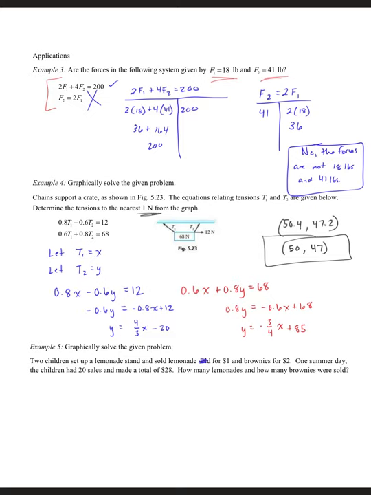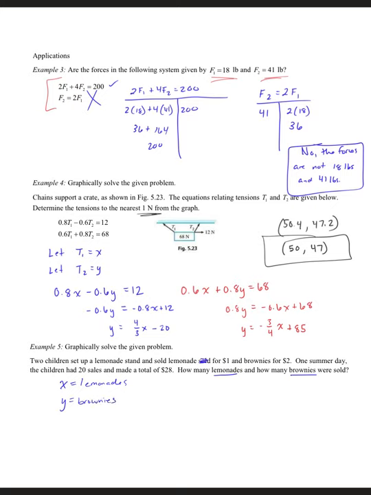Well, the first thing we always want to do is define variables here. So we're going to let x be equal to something and y be equal to something. Since we're trying to find how many lemonades and how many brownies were sold, that tells us what we need to use. So we're going to let x be lemonades and y be brownies.